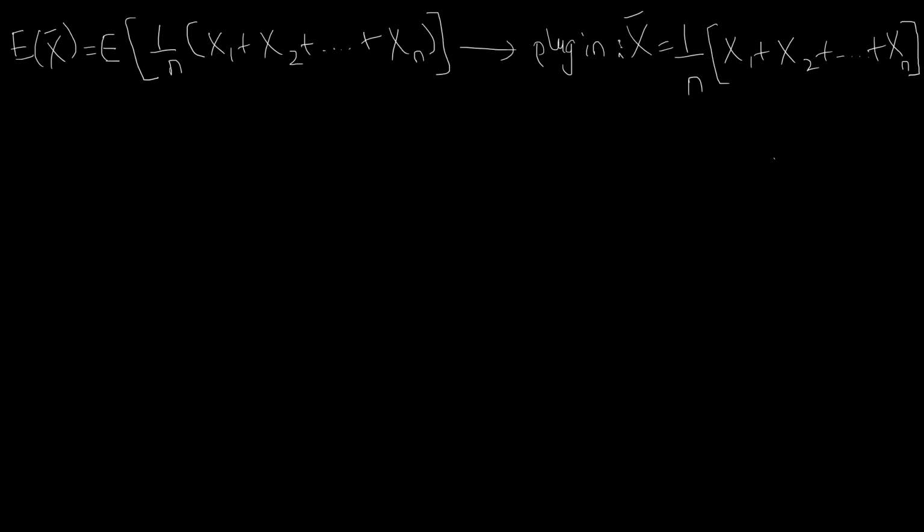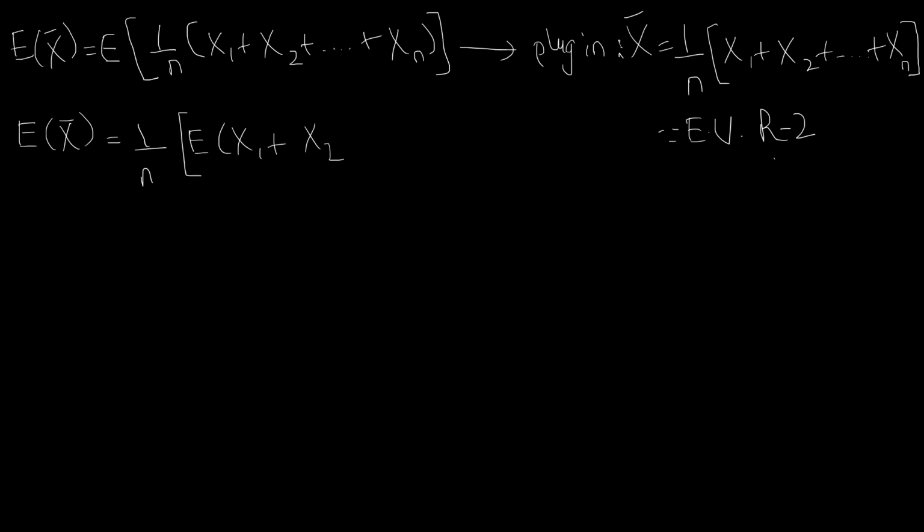Okay, cool. So in the next step, I am going to use expected value rule number 2 to take out 1 over n as a common factor. So using EV rule 2, as always, we should explain why we're doing what we're doing. So we're using EV rule 2. So the expected value of x bar is equal to 1 over n times the expected value of x1 plus x2 plus all the way to xn.